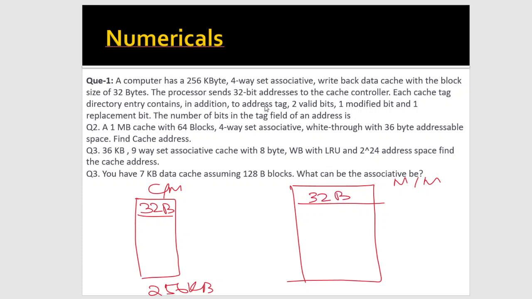Processor sends a 32-bit address to the cache controller. That means the address line is 32-bit. Whatever information I am getting, I am putting it here. Each tag directory entry contains, in addition to the address tag, valid bit, unmodified bit, and replacement bits. It is ultimately asking me for the number of bits in the tag field of the address, or to compute the cache memory address in the form of tag, set, and what?